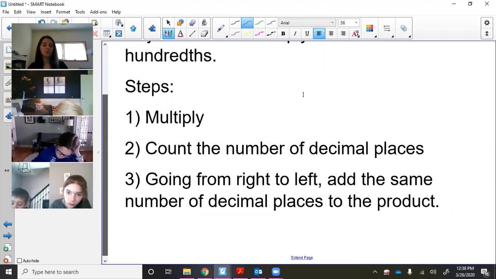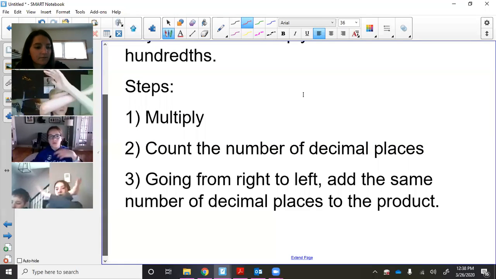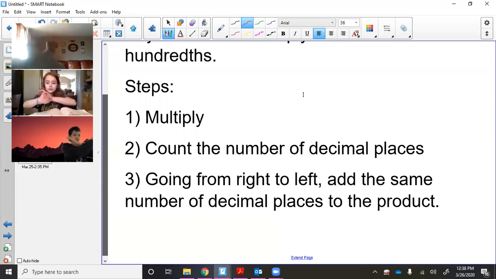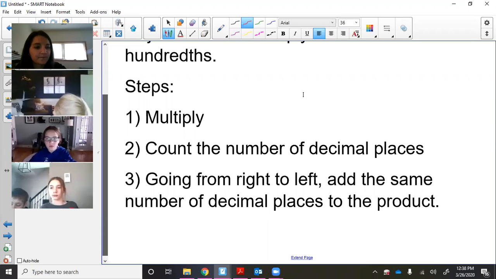First step is multiply. The second step is count the number of decimal places. The third step is going from right to left, add the same number of decimal places to the product. What operation is a product? Will you show me with your arms? Good. Yep. Oliver, nice background. All right. Good. Multiplication.